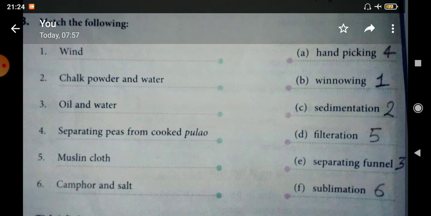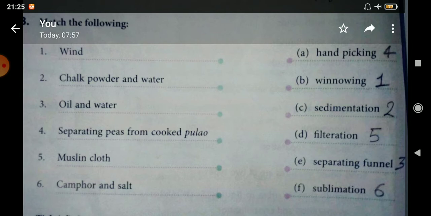Oil and water, you all know that oil and water are immiscible liquids. So how can they be separated? With the help of a separating funnel. So we will match it with E. Then separating peach from the cooked pulao. If you have to pick up only the peach from the pulao, or you have to pick anything by hand, which method do we use? We will use the hand picking method.